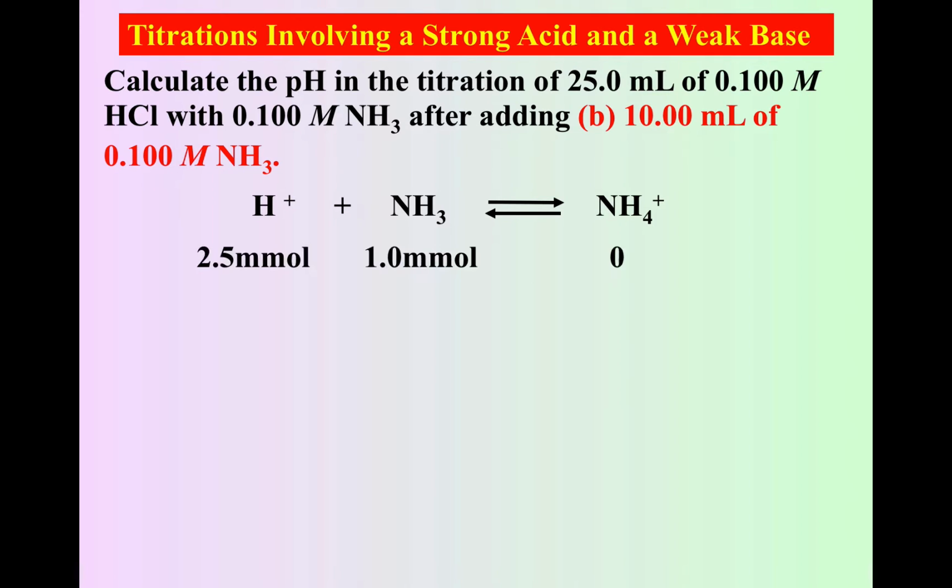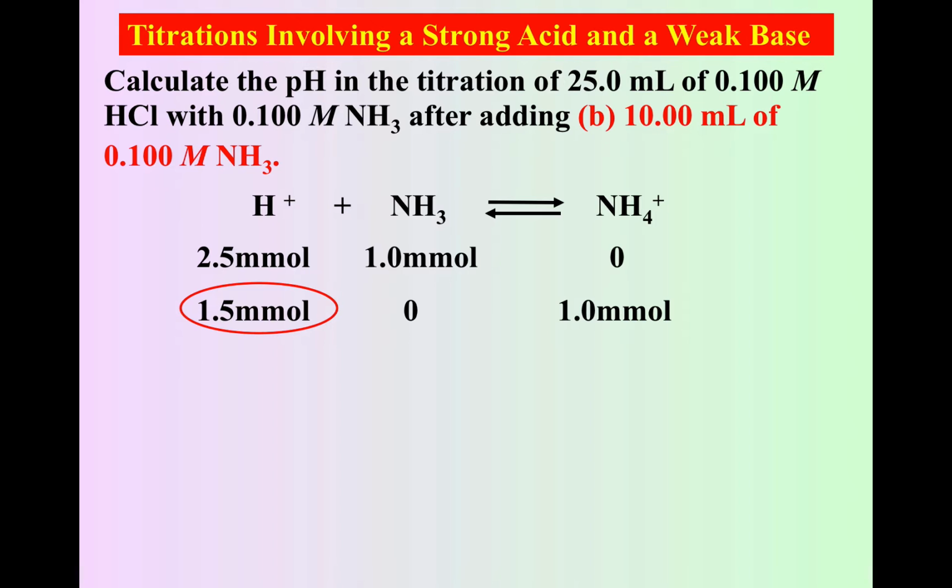All right, second point. I add 10 milliliters of the base. So I'll have 2.5 millimoles of the hydrochloric acid, 1 millimole of the ammonia, ready, set, go. The ammonia is completely burned up. I've lowered the hydrochloric acid down to 1.5 millimoles and raised the ammonium ion up to 1 millimole. So what's mainly affecting the pH at this point is just the leftover hydrochloric acid, right? So I've got 1.5 millimoles left over.